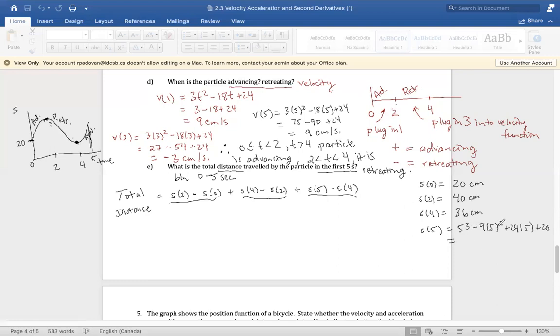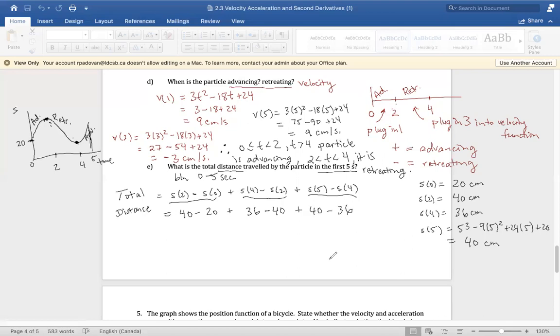So 5 times 5 times 5, 5 squared, 25, 25 times negative 9. If I plug that into the original, hopefully you end up with an answer of 40. So I'm back at 40 again. So I have here, let's plug in S at 2, just be careful you have the right numbers. 40 subtract S at 0 is 20, plus S at 4, 36, minus 40, plus 40, S at 5, minus S at 4, 36.